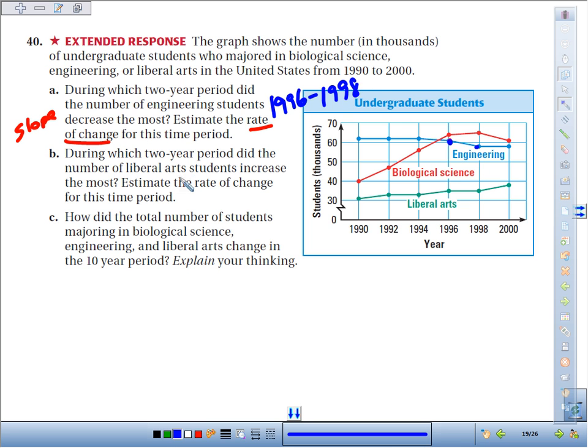Part B, during which two-year period did the number of liberal arts students increase the most? So during which two-year period did we see the largest slope? Now liberal arts, that's green, so I'll put that in green. Where did we see the largest slope? Estimate the rate of change during that time period.